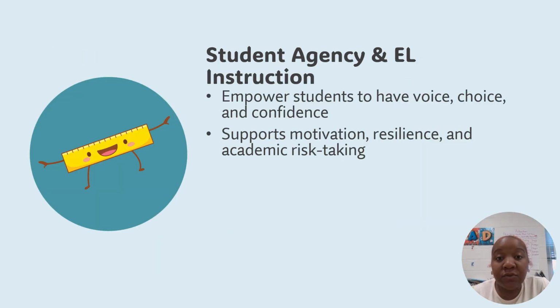Student agency is crucial for English learners. It means creating opportunities for students to make choices, express opinions, and reflect on their learning. When EL students feel empowered, they build confidence, take academic risks, and develop resilience. It's important to encourage collaborative conversations, journals, and presentations that give students ownership of their language learning journey.